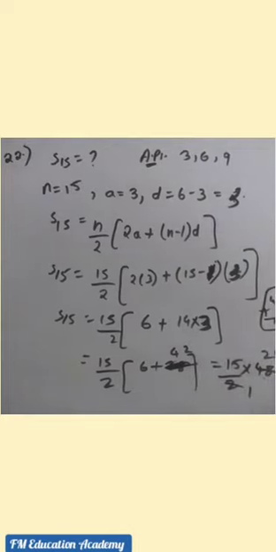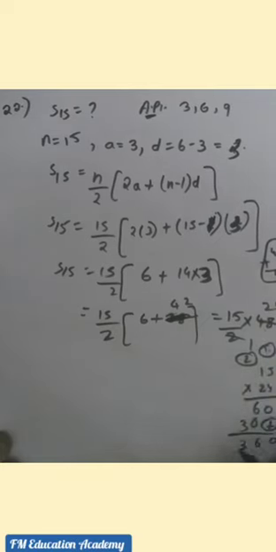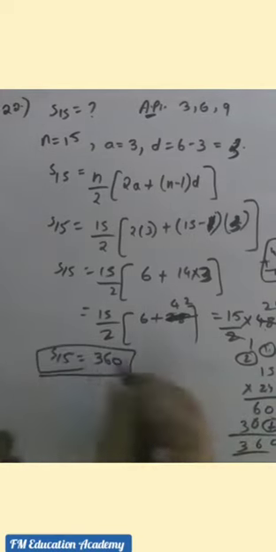Multiply 15 into 24. 5 fours are 20. 4 ones are 4, 4 plus 2 is 6. 2 fives are 10, 2 ones are 2, 2 plus 1 is 3. So 360 we have. So what is the value of S15 we have? 360. Which option is it?